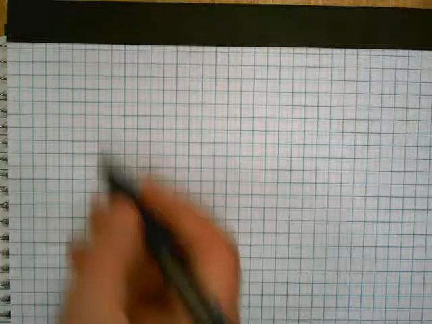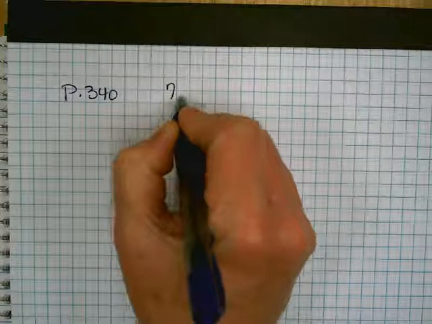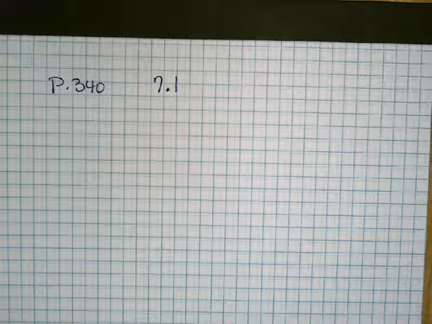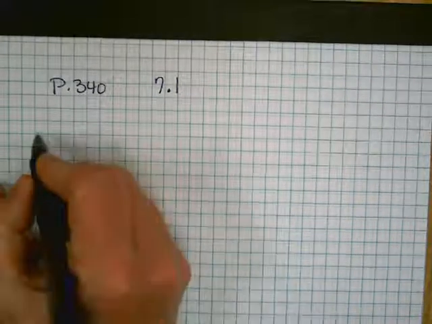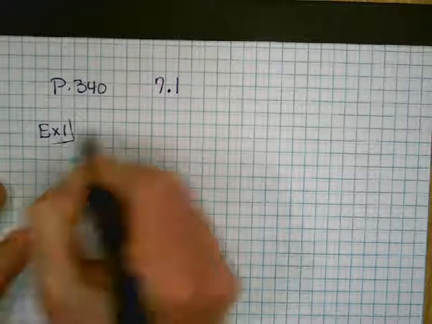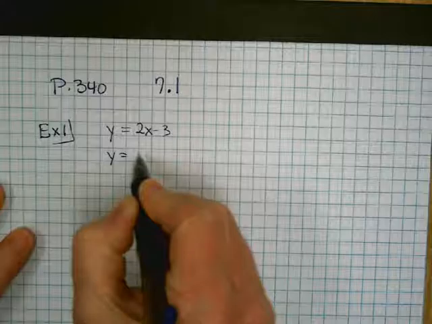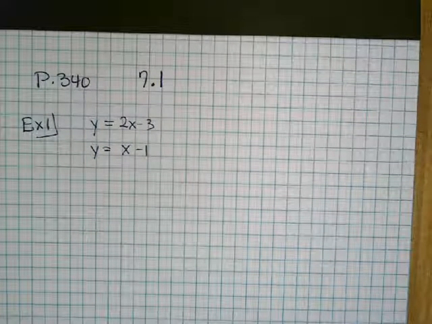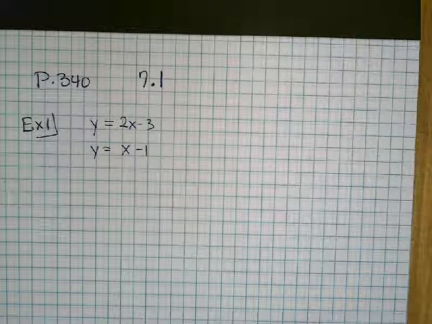Okay, we are on page 340, lesson 7.1. We are solving systems of equations by graphing. Example 1. We are going to graph these two lines and we're going to find their solution. Their solution will be the point where they cross each other.